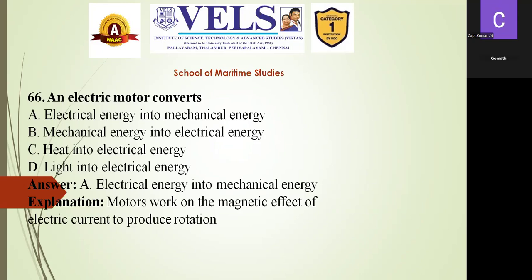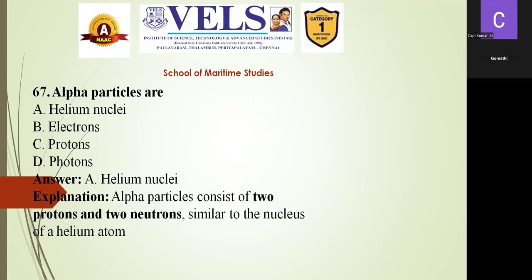Explanation: motors work on the magnetic effect of electric current to produce rotation. For example, fans. When we switch on the fan, what will happen? The electrical energy is converted into mechanical energy. So the fan is continuously rotating. An electric motor converts electrical energy into mechanical energy.